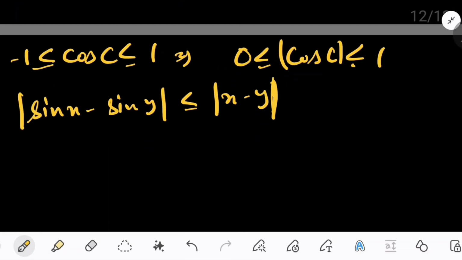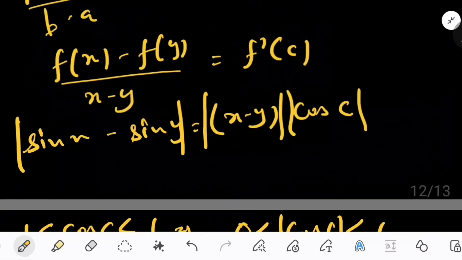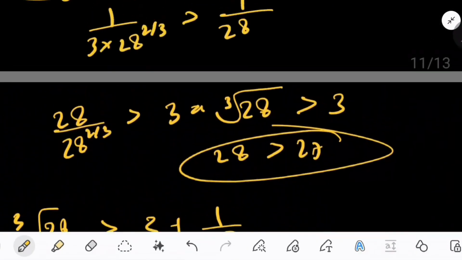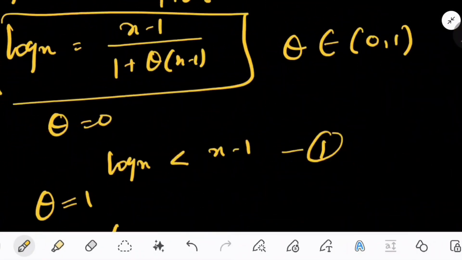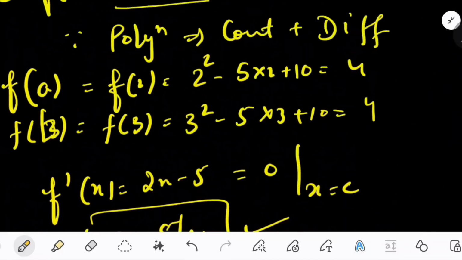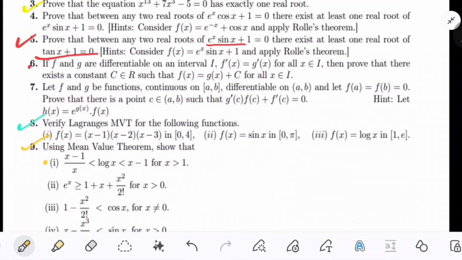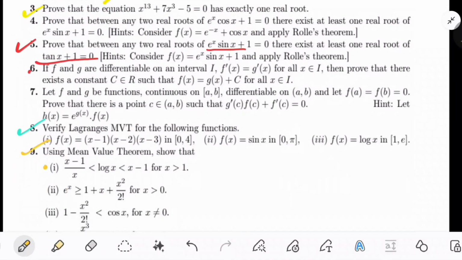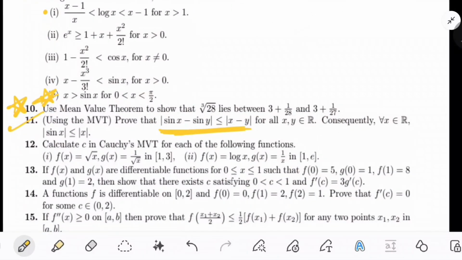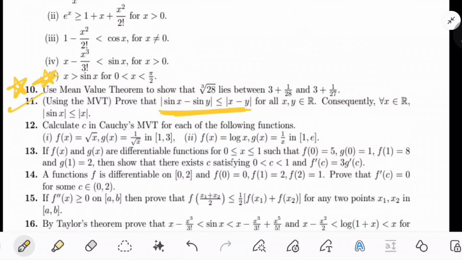So you can just say this thing, right? Okay. So I hope you understood how we will solve it. And the consequent part states that, consequently, prove that this expression is greater than this. You can prove it using LMVT, right? You don't need to worry about it.